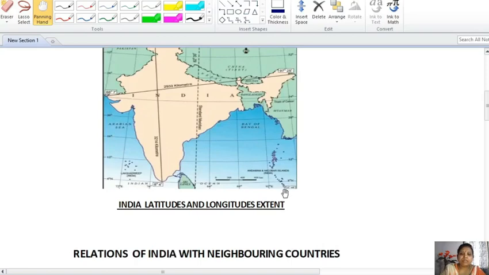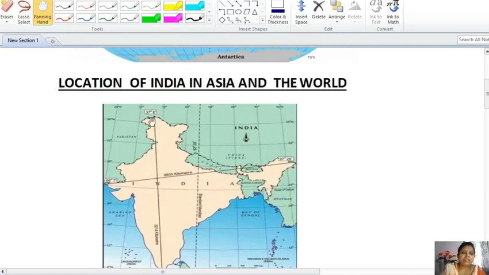In the southern part we come across here the Indira Point. Indira Col is known as the northern tip of India, which is located in Jammu and Kashmir. The southern tip is located in the southeastern part near the Andaman and Nicobar Islands. This is known as the southern tip of India.